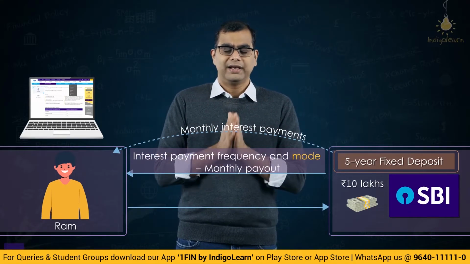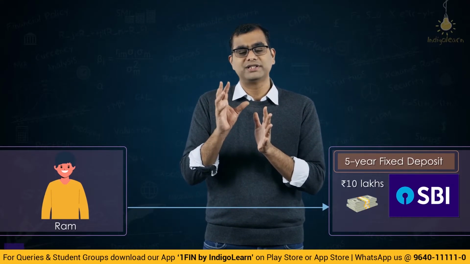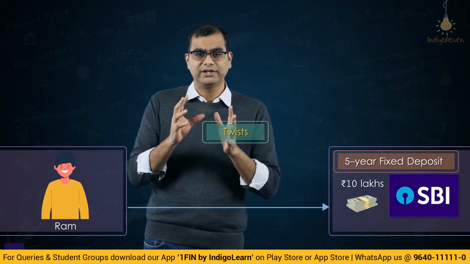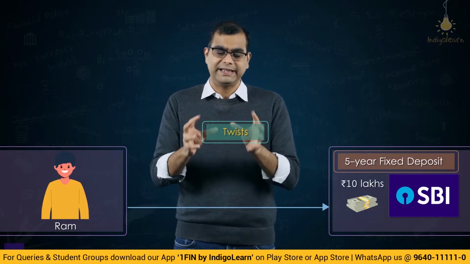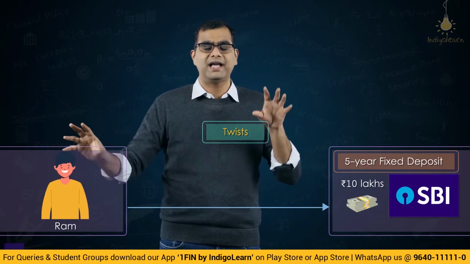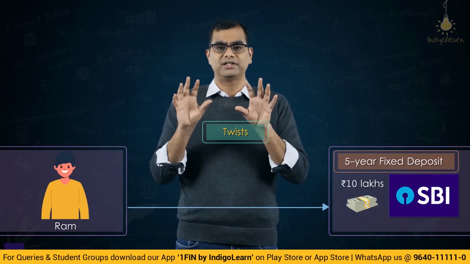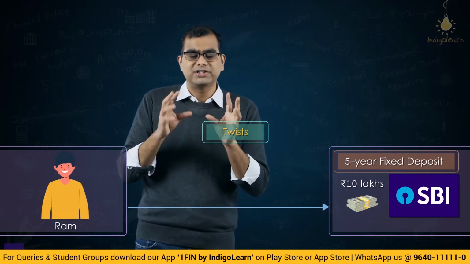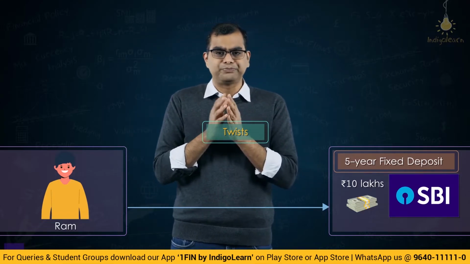Very good. Now, here I am going to start introducing some twists. And then I will link this entire fixed deposit that Ram has with State Bank of India with bonds and debentures. What are these twists that I am trying to introduce here?